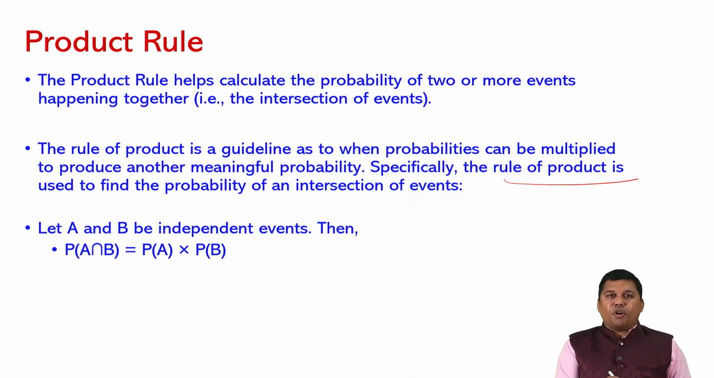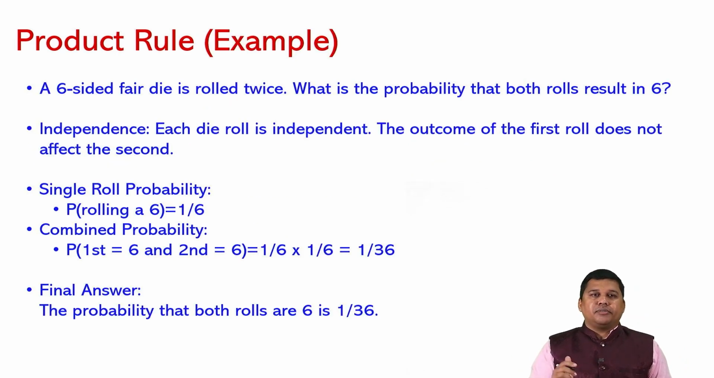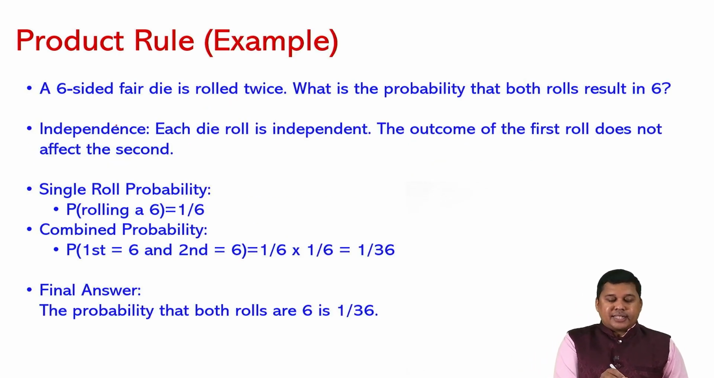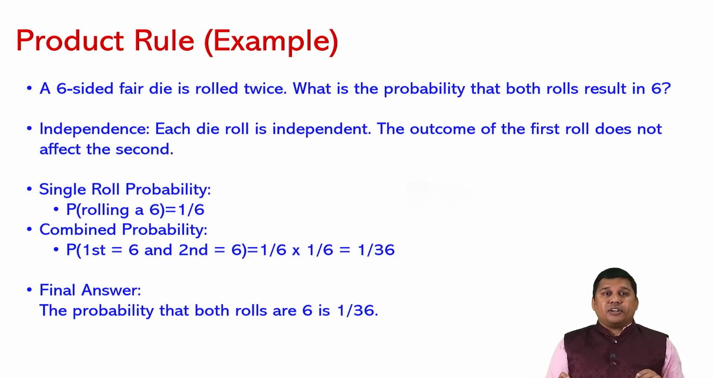So, what is the formula of the product rule here? P of A intersection B is equal to P of A into P of B. Let us try to understand this with an example. Okay. See here, a 6-sided fair die is rolled twice. I am rolling a die with 6 sides twice. What is the probability that both rolls result in 6? See, a die is rolled 2 times. I am rolling a single die.